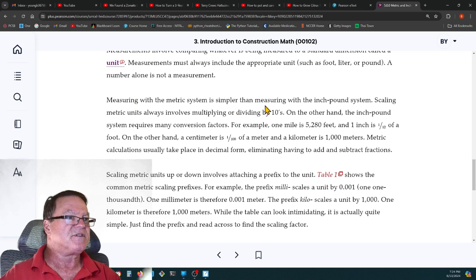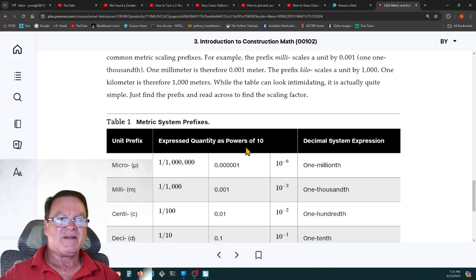Measuring with the metric system is simpler than measuring with the inch-pound system. Scaling metric units always involves dividing or multiplying by tens. On the other hand, the inch-pound system requires many conversion factors. For example, 1 mile is 5,280 feet. 1 inch is 1/12 of a foot. A centimeter is 1/100th of a meter. A kilometer is 1,000 meters. It's all divisible by 10.